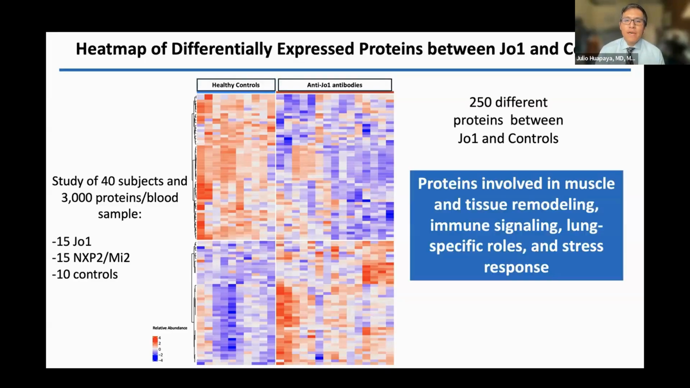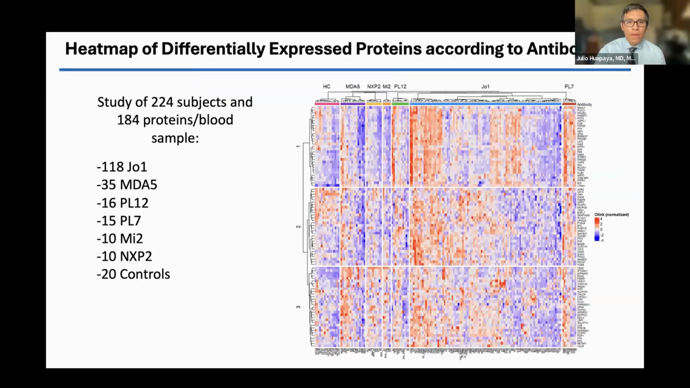And we identified that out of the 3,000 proteins, there were 250 that were very different between Joan and controls. And when we look at these proteins, several of them were involved in muscle and tissue inflammation, immune system. Some of them had lung-specific roles, which was fascinating because we're seeing these in the blood, and also some other proteins involved in a stress response.